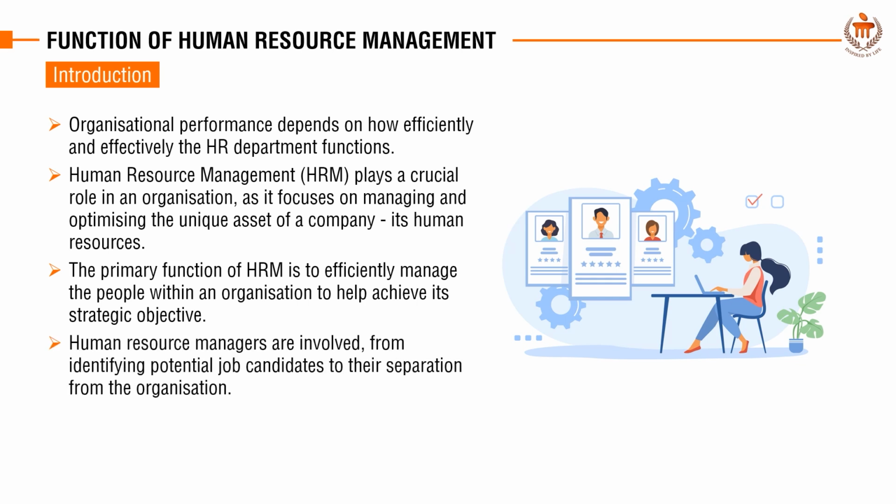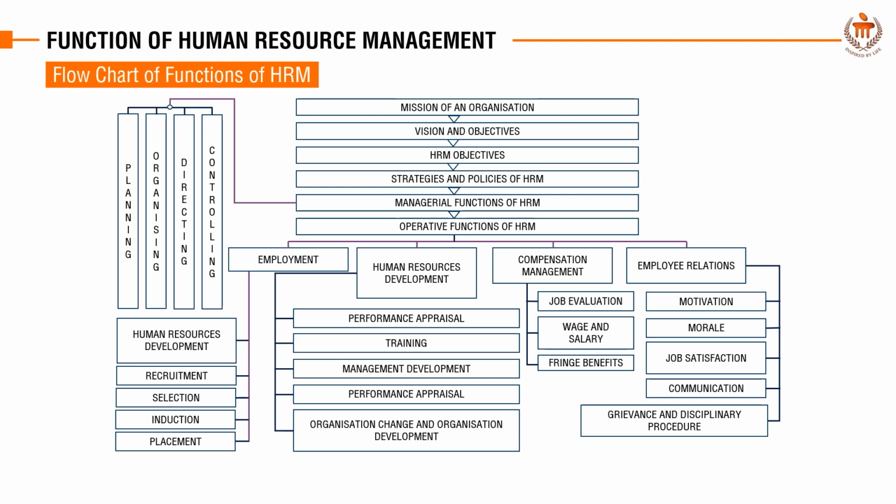Human resource managers are involved from identifying potential job candidates to their separation from the organization. They encourage employee communications and promote better employee relations. Also, we can see in the start that there are two functions. First is the managerial function, which includes planning, organizing, directing and controlling. Then the operative functions: employment, human resource development, compensation management and employee relations.